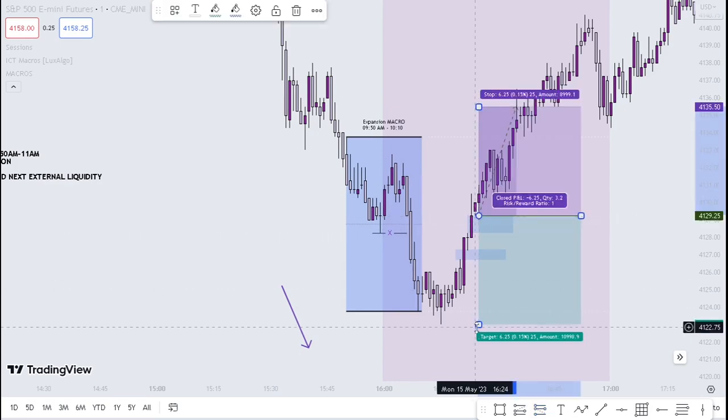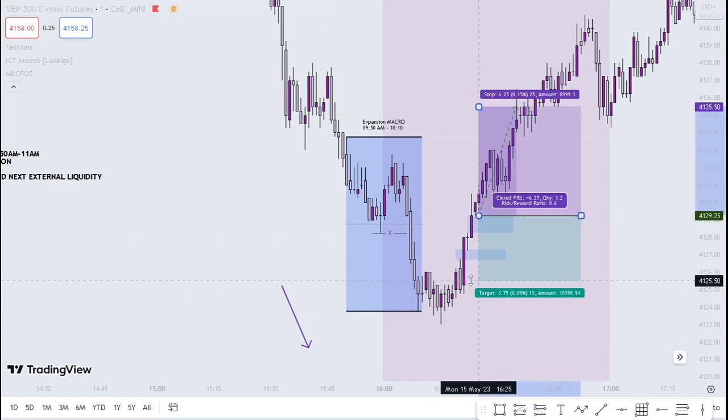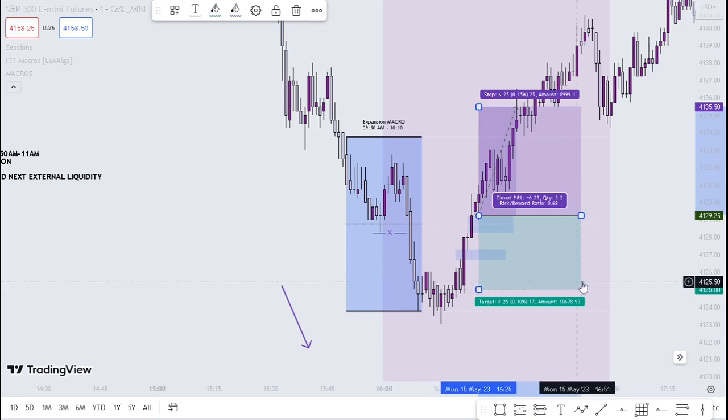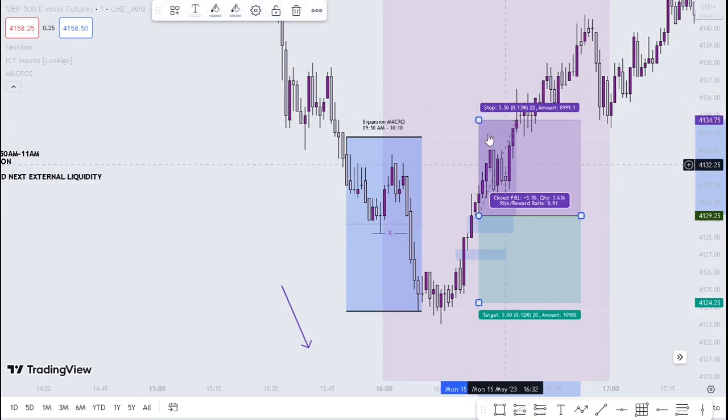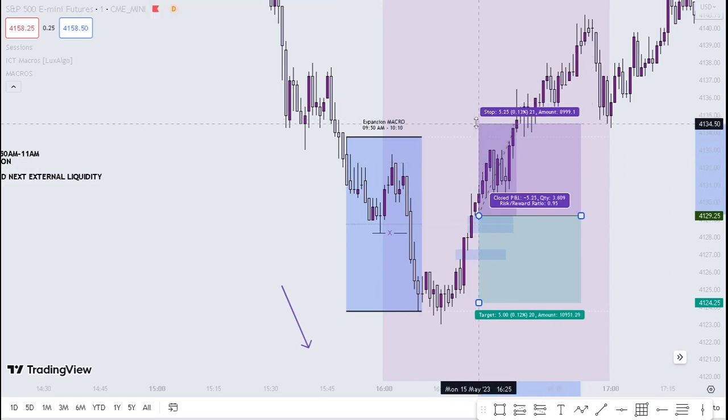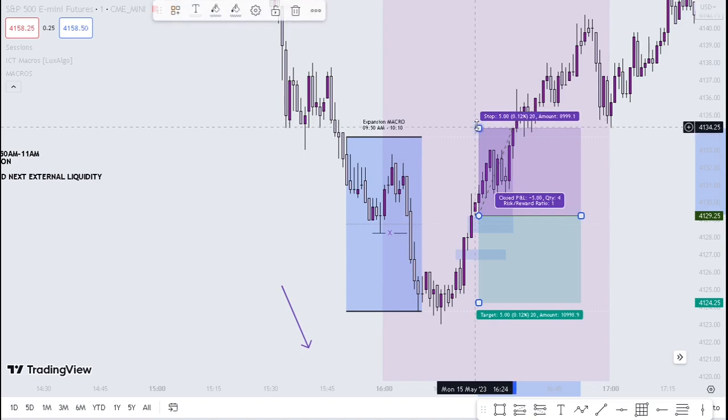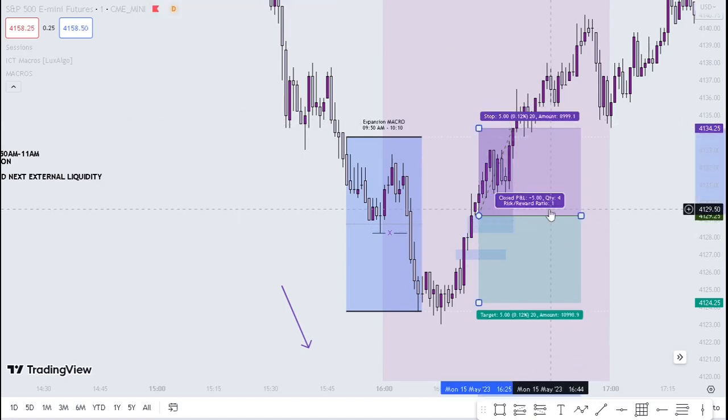Stop loss 5 handles. Since our entry is 4129, our stop loss is going to be 4124. So we minus 5. So 4124.25. Take profit, same thing, we're going to add 5. So 29 plus 5 gives us 34. So this would have been our take profit, if I'm correct. Yes, and as we can see, in this scenario, we hit TP.